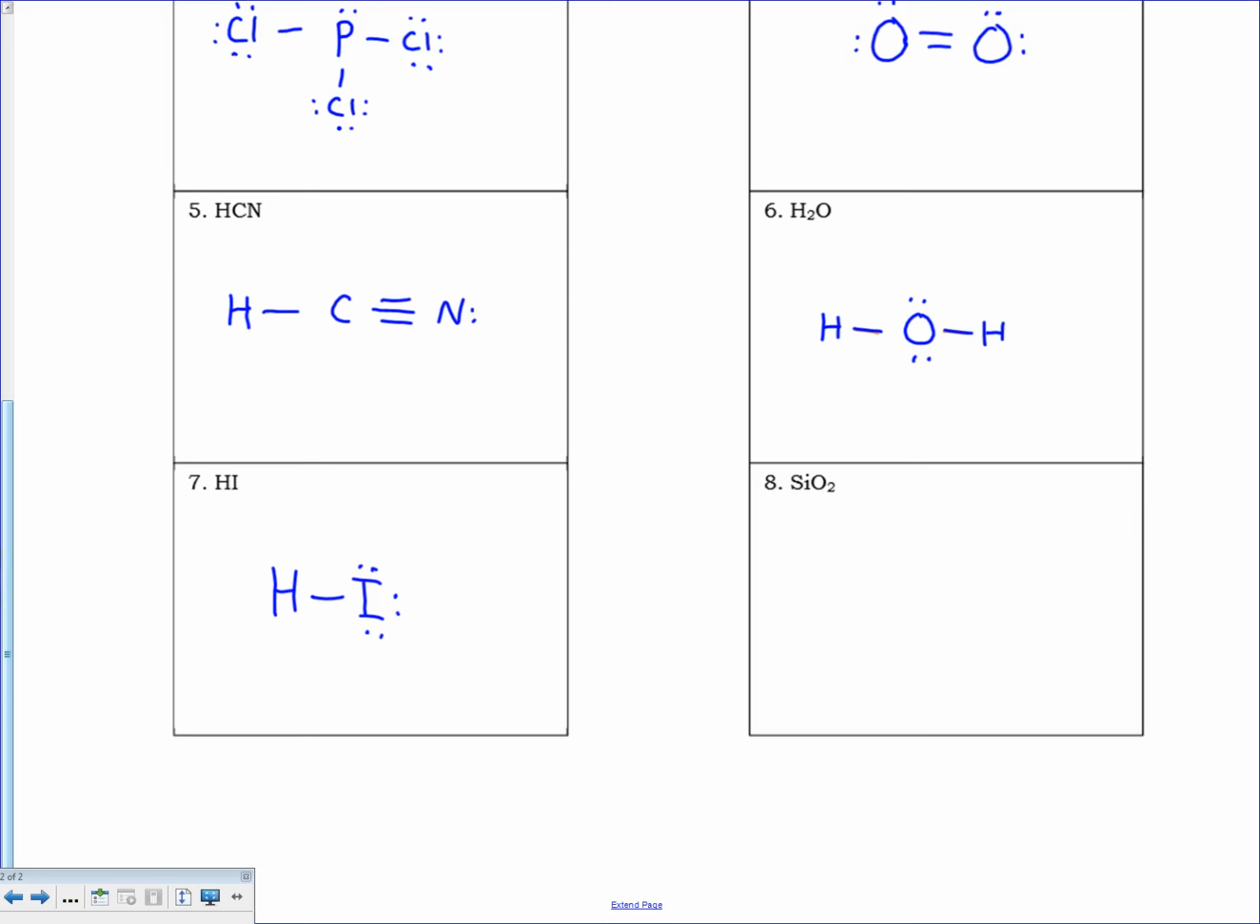And then this SiO2. So silicon, that's below carbon, and so it's in that 4th column. It has 4 valence electrons. So we have 1, 2, 3, 4 valence electrons there. And then it's got oxygens on either side of it. So here's the deal with this one. Remember, oxygens make 2 bonds, so they have 2 pairs and 2 that are single. That means that each one of these oxygens is going to double bond with the silicon.